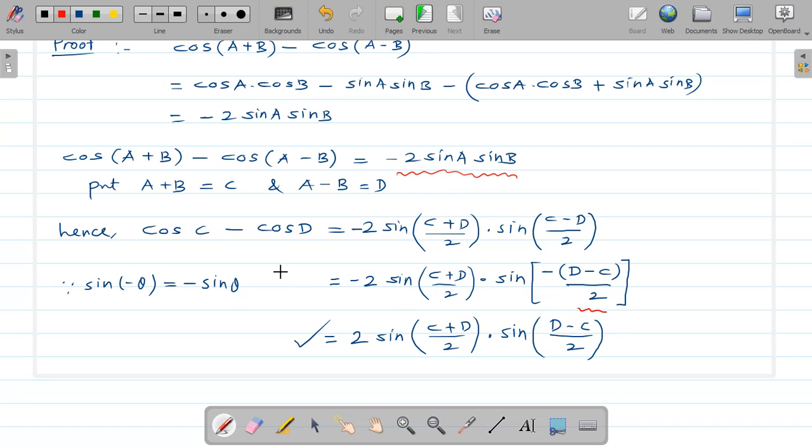Okay, so this is all about the factorization formula. The factorization formula converts the term which is in the form of addition or subtraction to multiplication. So whenever you want to convert addition or subtraction to multiplication, then we have to use the factorization formula.